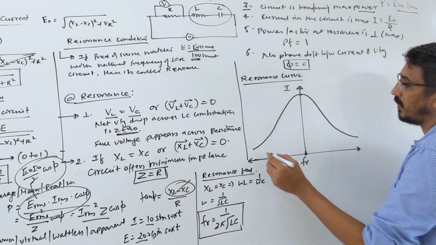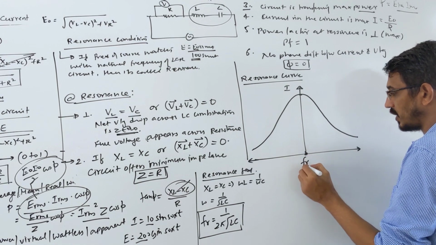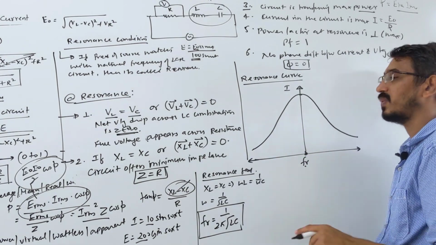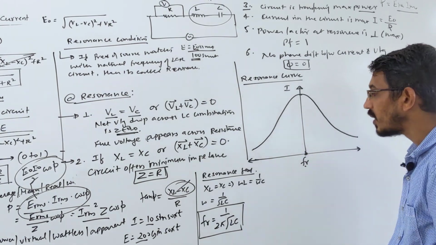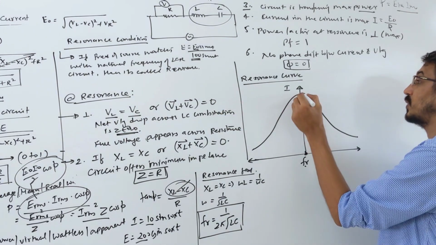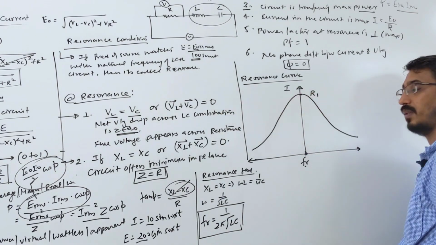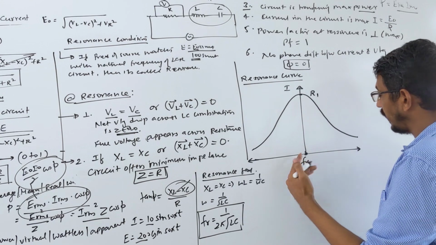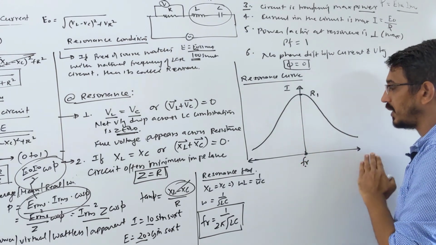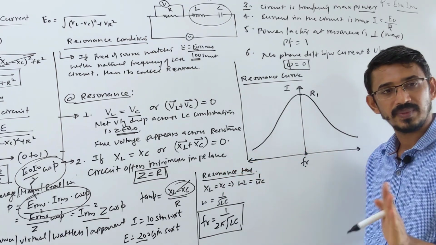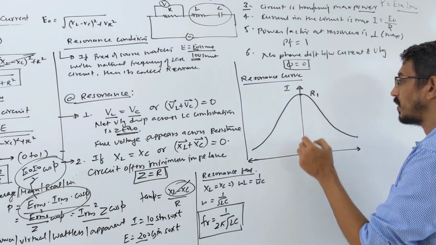At resonance, what happens? At resonance frequency FR, your current is what? Maximum. Correct. And this also depends on your resistance. Suppose this is a curve for resistance R1. If you increase the frequency, your current decreases. If you decrease your frequency, in both cases current is decreasing only. At resonance frequency your current is maximum.